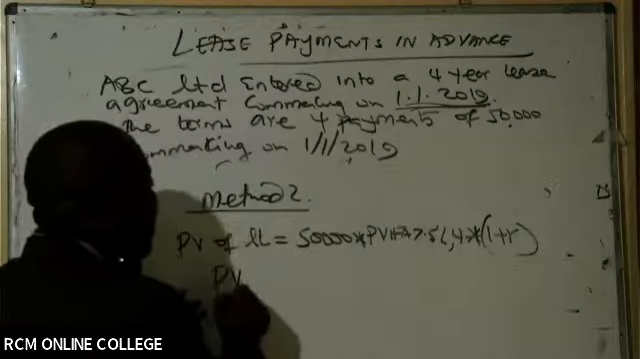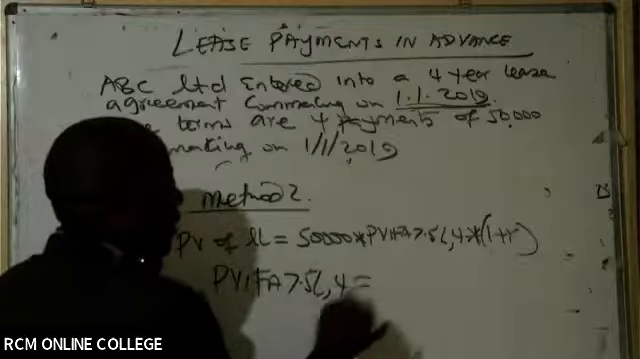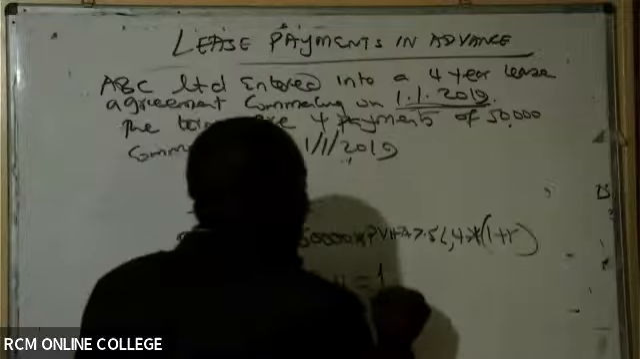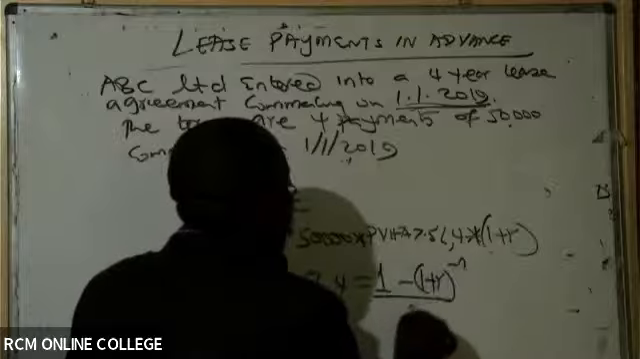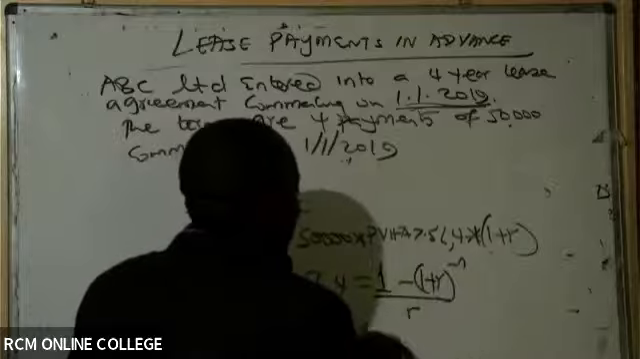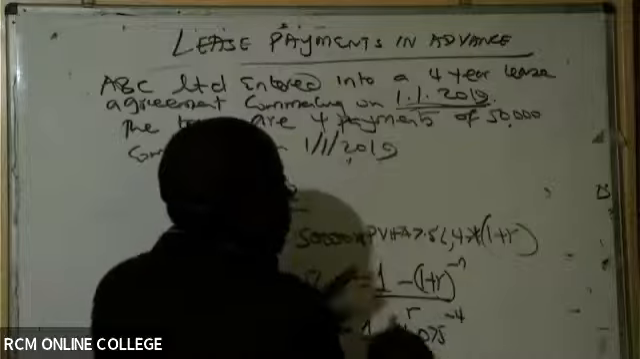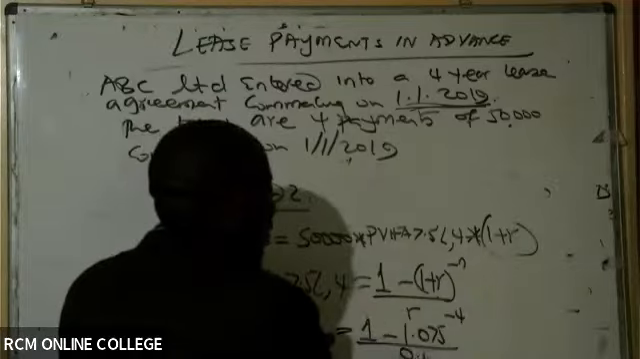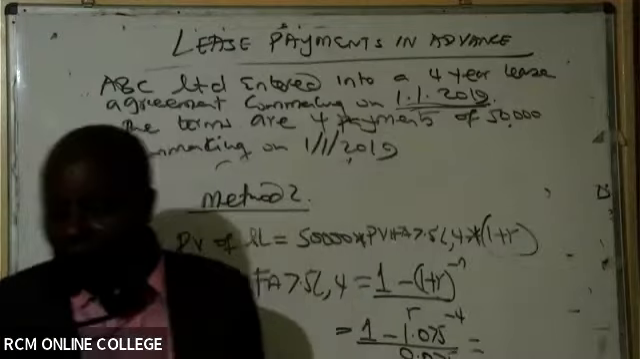So we have PV FAR 7.5% 4 years. Then what we have, ladies and gentlemen, here, this will be 1 minus 1 plus r raised to negative n all over r. So then this will be 1 minus 1.075 raised to minus 1. So here you don't use n minus 1 divided by 0.075. Are you able to give me this figure?